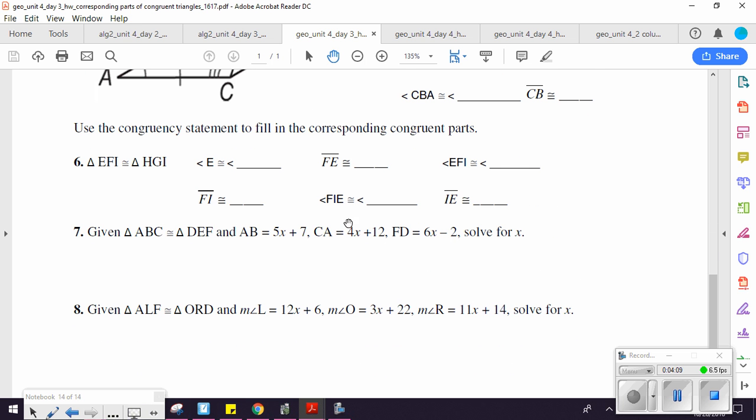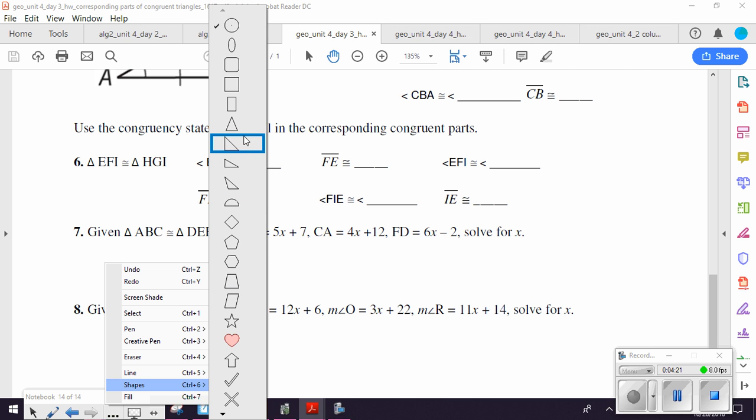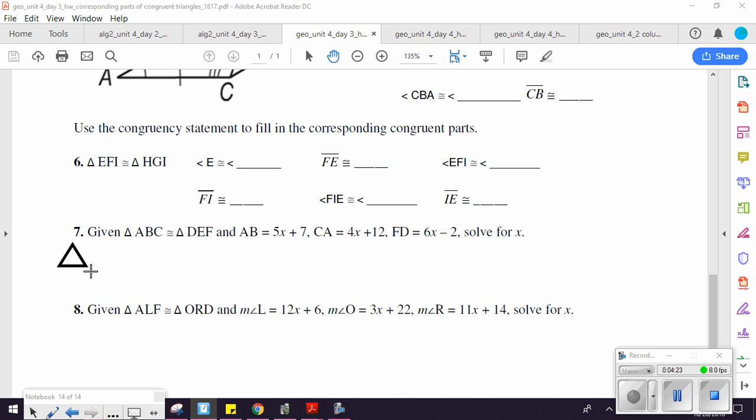For number 7, it says triangle ABC is congruent to triangle DEF. If you're visual, you might want to draw this triangle. And give it its labels. So A, B, C, and then put the corresponding letters in the same order. So that means D, E, F.